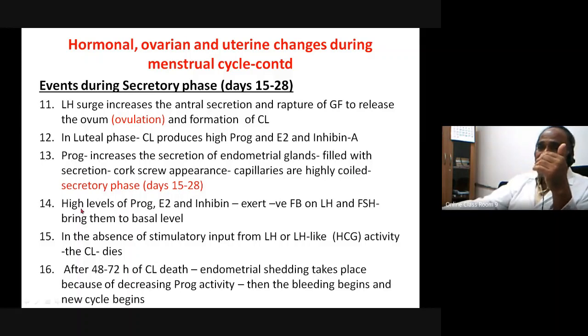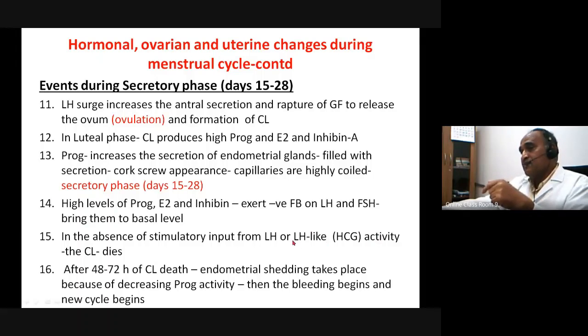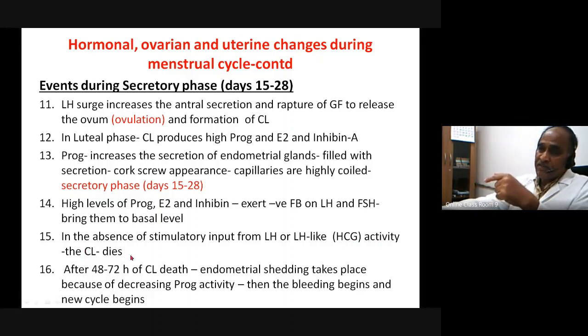Now on the 14th, high levels of progesterone and inhibin exert negative feedback on LH and FSH. So now the negative feedback begins there. They will decrease the LH and FSH secretion from the pituitary. Okay, one point: if there is no pregnancy, and I'm talking about LH-like activity, LH-like activity means human chorionic gonadotropin. If it is not coming, the corpus luteum dies.